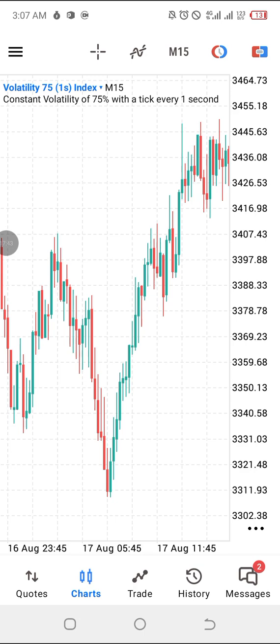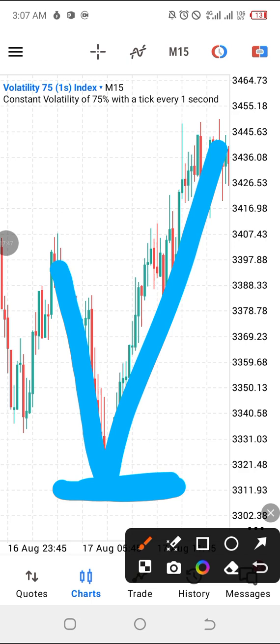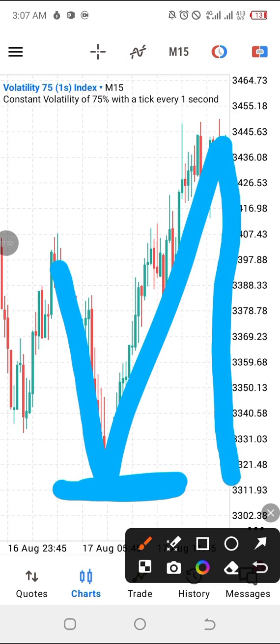So this is under demand zone. It got here, went up. So this is demand zone. So if candlesticks return down here, I'll look out for reversal candlesticks to buy.